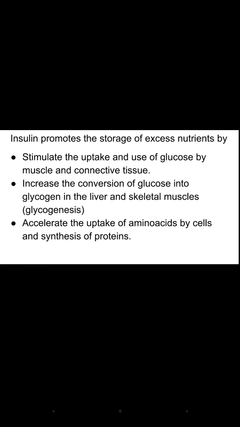First, it will stimulate the muscles and the connective tissue to take up glucose. So if the cells are taking up the glucose, it means the blood glucose levels will be reduced. Second is glycogenesis. So what is the function of insulin? It will convert the glucose into glycogen, and this takes place in the liver and the skeletal muscles. So glucagon does glycogenolysis, but insulin does glycogenesis. So it is converting the glucose into glycogen.